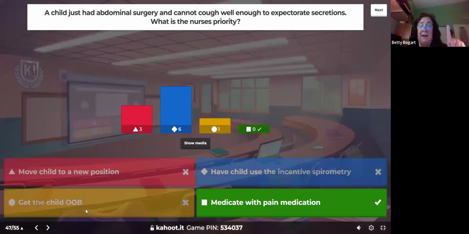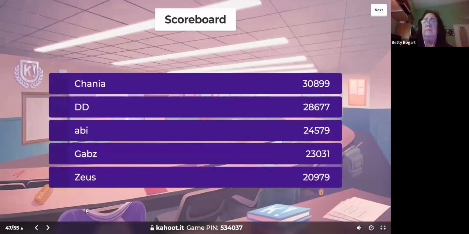Number one, medicate them for pain. And then you can reposition, get them out of bed, use incentive spirometry. Can you imagine you just had abdominal surgery and you don't get medicated for pain? Would you do any of that? So again, remember that. Medicate for pain. After that, a child will do whatever you want.